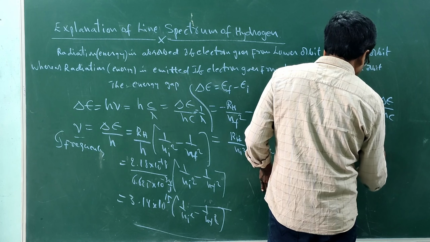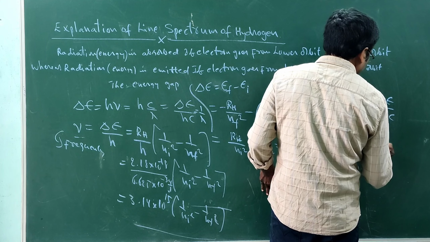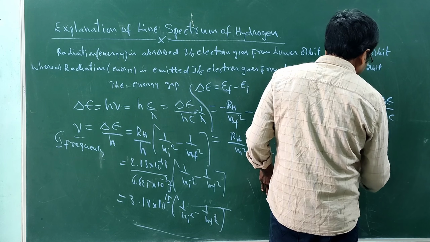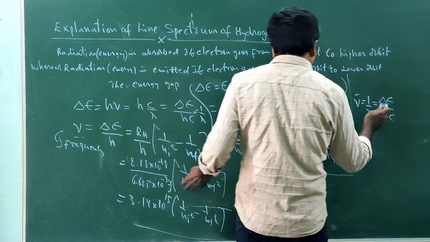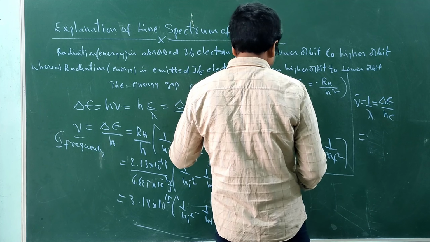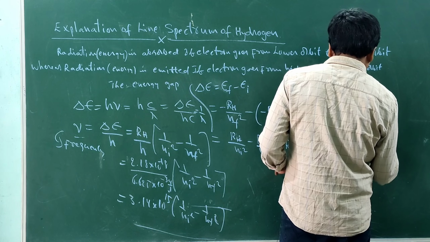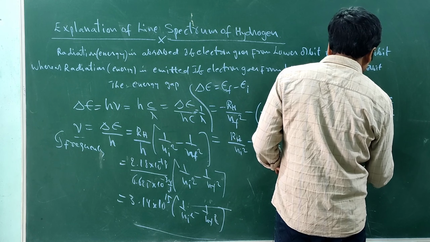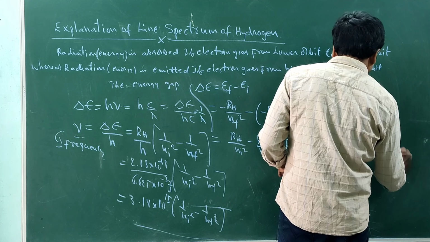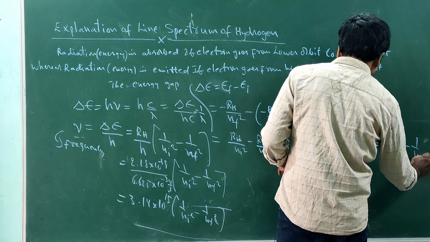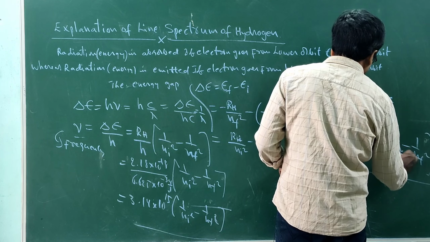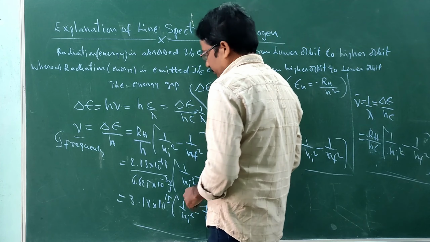Del E by hc, you may write like this. Putting in the value of del E, this is RH by hc times 1 by ni square minus 1 by nF square. This is the way you can write down 1 by lambda.